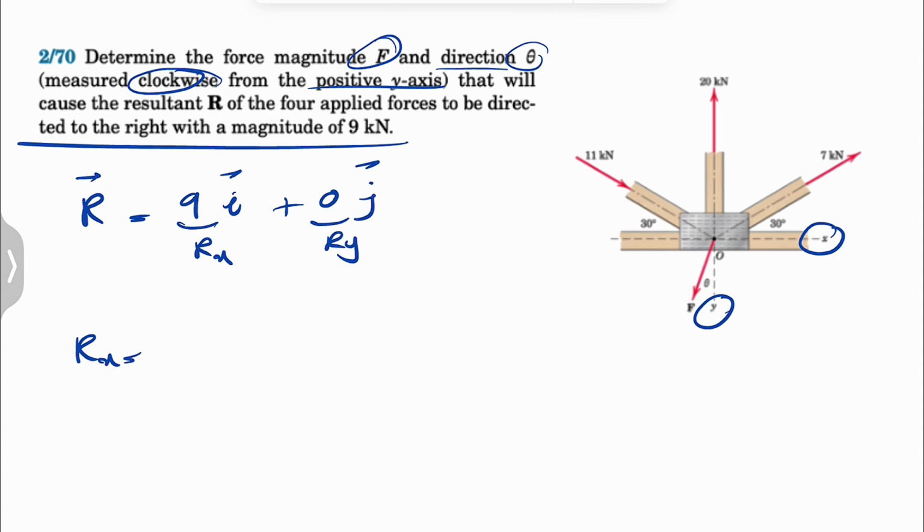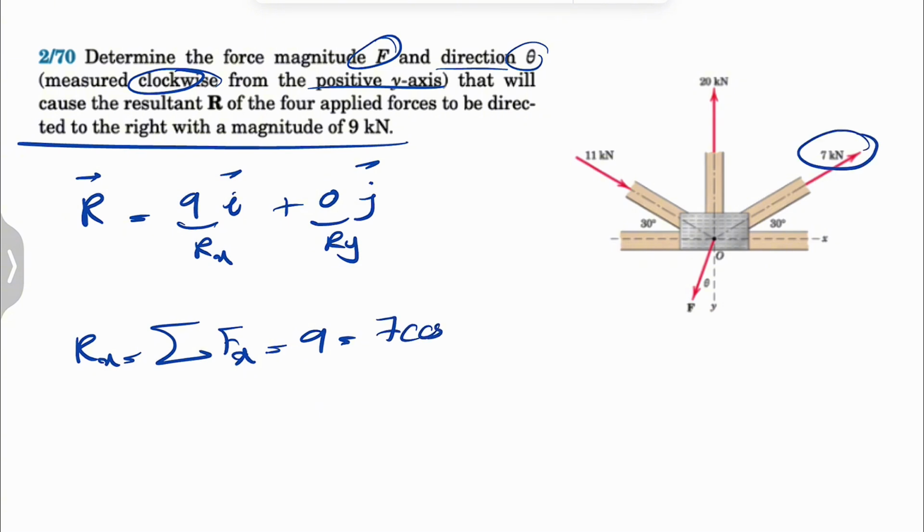For finding the Rx, we need the sum of forces in x, which is going to be equal to 9, and we just have to find the x component of each of these forces. Let's start with the 7 kilonewton. It's going to be 7 cosine of 30 degrees. This will be the x component. The 20 kilonewton only has a y component, and we also have the x component of the 11 kilonewton. This one is also in the positive direction, so 11 cosine of 30 degrees.